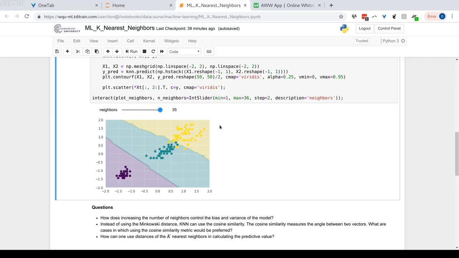Generally speaking, as we increase the number of neighbors, the decision boundary gets smoothed out. We'll explore the consequence of that just in a bit, but that is what happens when we change the number of neighbors.